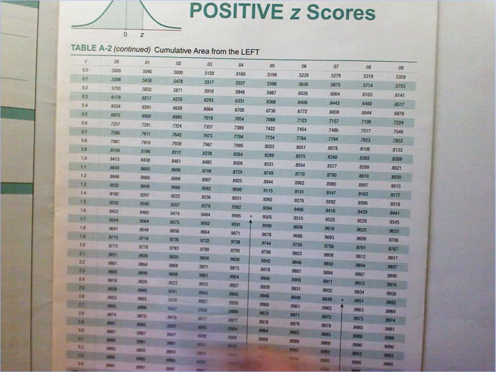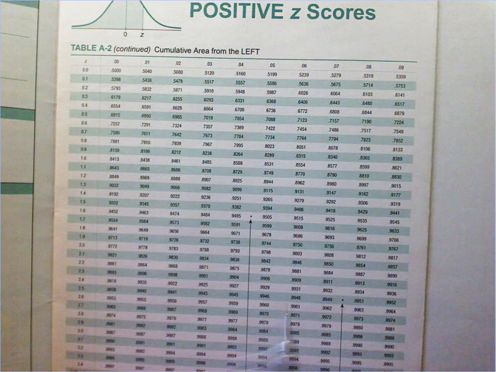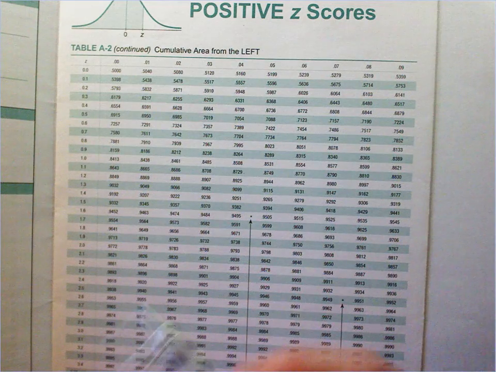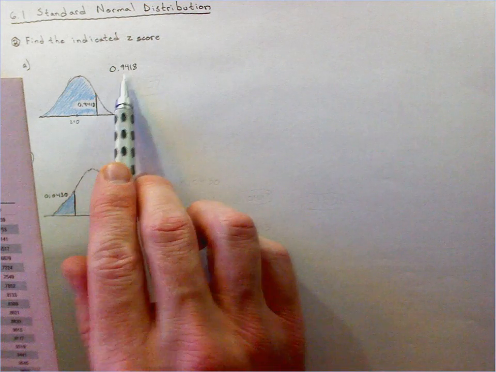What I'm looking up are these numbers here in the middle. I'm going to be further away from 0 with my z-score. And the value I'm looking up again is 9418.